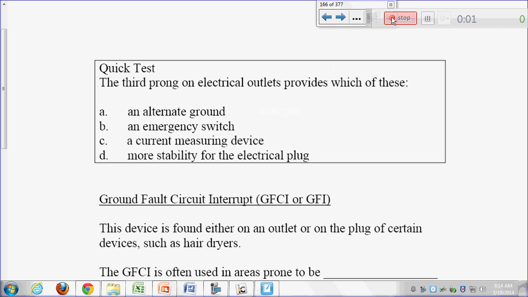So on the next test, you'll see some simple questions about household circuits, how they're laid out, and how these various safety features work. Nothing terribly complicated. If you have a calculation, it'll be a simple one like we did in the last one.